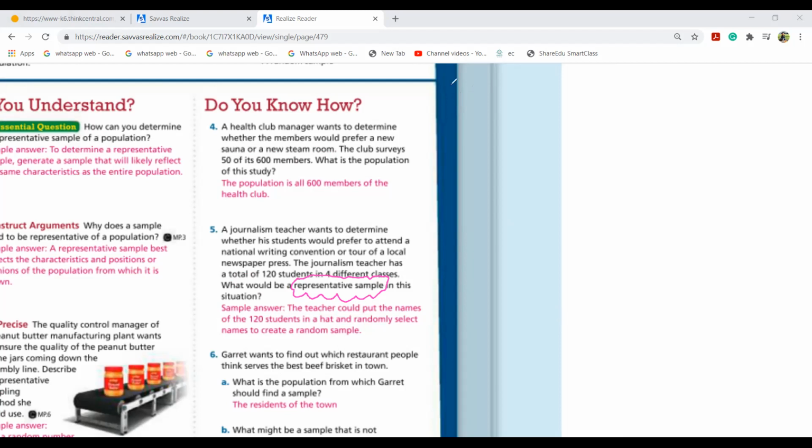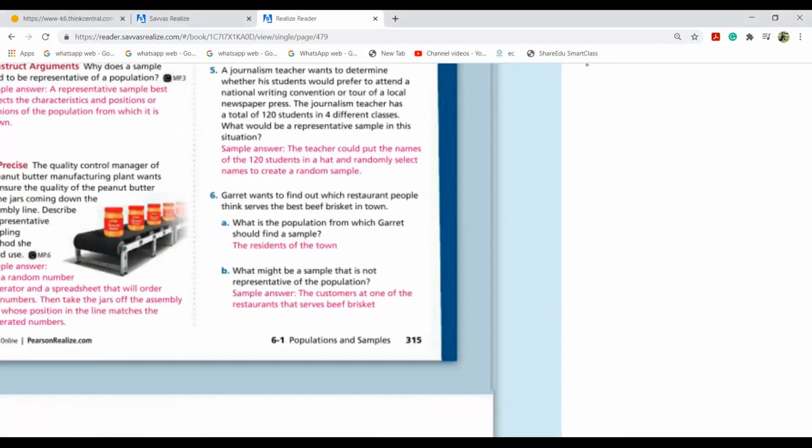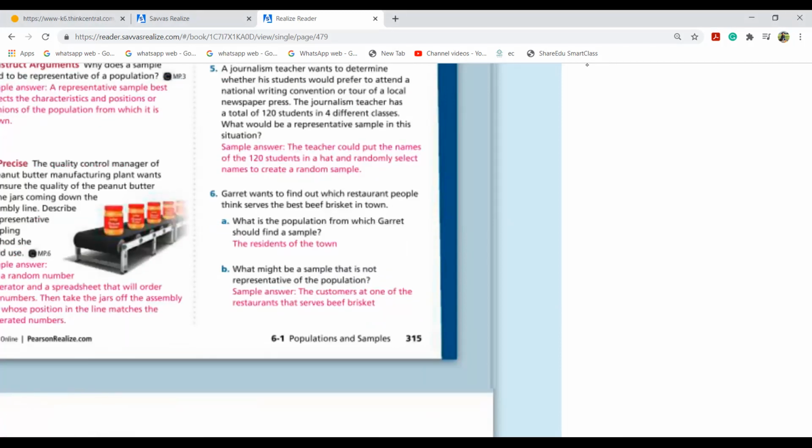Okay, good. Now, question number 6. Garrett wants to find out which restaurant people think serves the best beef briskets in town. What is the population from which Garrett should find a sample? The population of the town, right? He can see the residents of the town, how many houses are there in the town, and he can get the population.